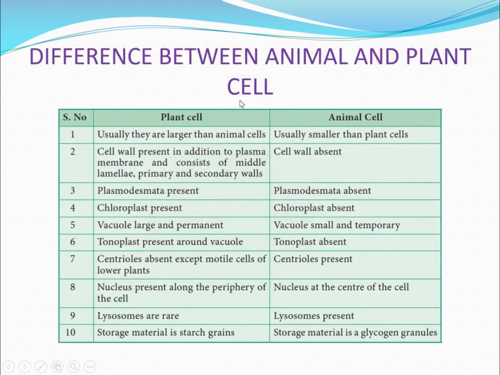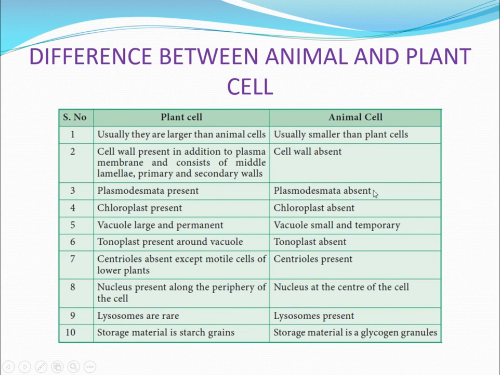So this is the difference between the animal and plant cell. Plant cells are usually larger than animal cells; animal cells are usually smaller than plant cells. In plant cells, a cell wall is present in addition to the plasma membrane, and consists of the middle lamella and a primary and secondary wall. In animal cells, the cell wall is absent. The outermost covering of the animal cell is the cell membrane.